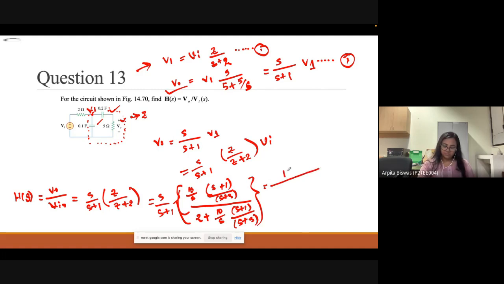10S into twice of S into S plus 3 plus 10 into S plus 1. Then the value is 5S, S square plus 8S plus 5. So this is the answer.